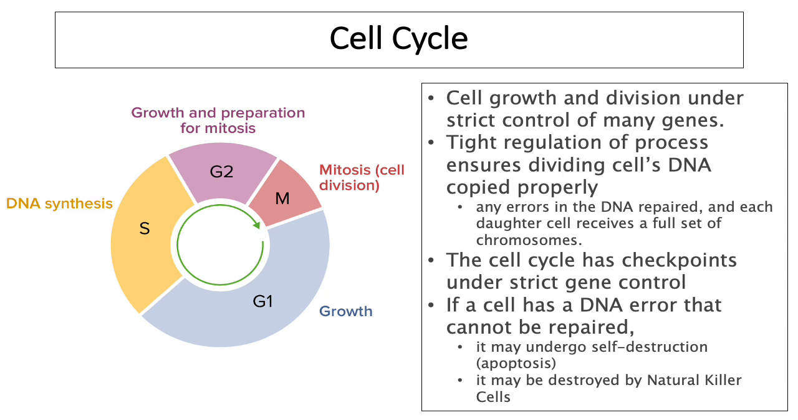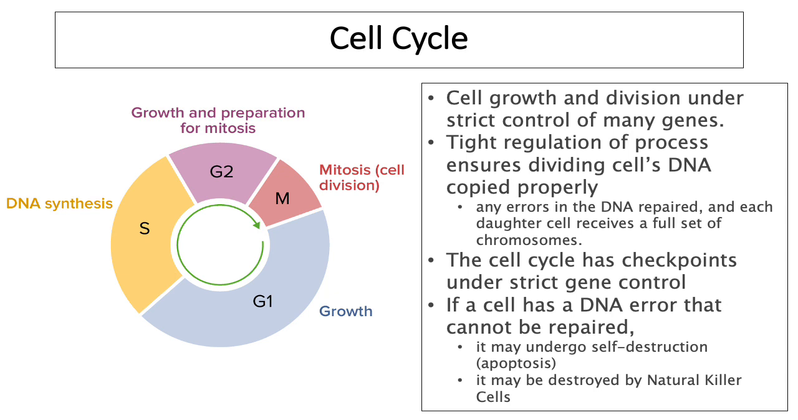But one thing to note concerning this cycle is that the division of the cells and the growth is under strict control by various genes, which ensure that the cells multiply properly and do not have any damage or issues that might result in cancer. So the tight regulation of the process ensures that the dividing cell's DNA is copied properly. And should there be any errors in DNA, this cycle, as well as the genes around, try to ensure that the DNA is repaired.